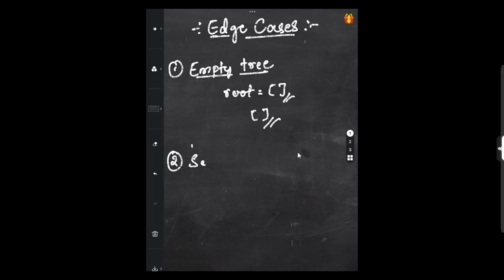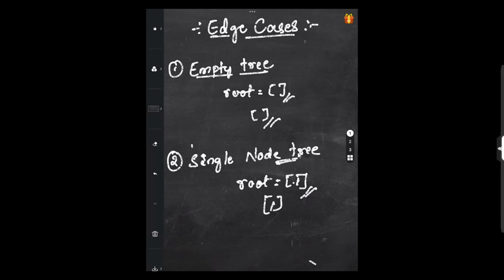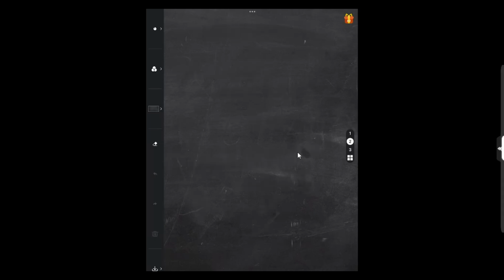Let's move on with the second edge case, the single node tree. When I say single node tree, we should have only one element within the tree. So I'll consider input root equals 1, only one element. The output will be 1 as well. Why is the output 1? We have only one node within the tree, so that itself will be the output. We are just serializing and deserializing, right? So in this case, the output will be 1. This is for the single node tree condition.